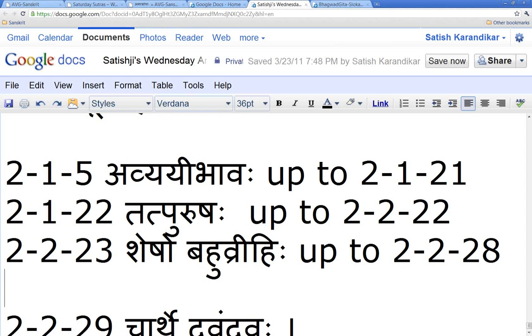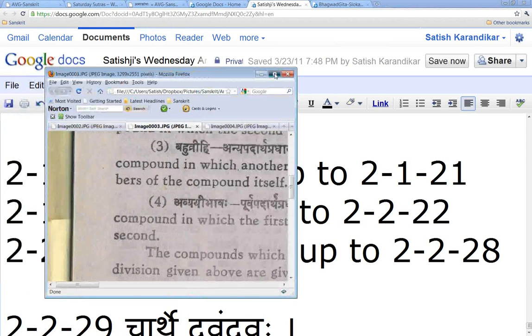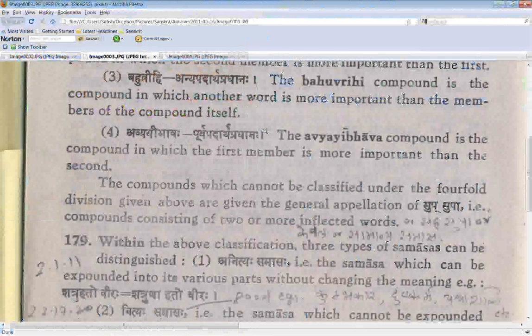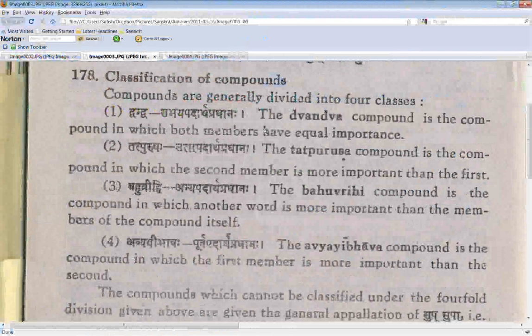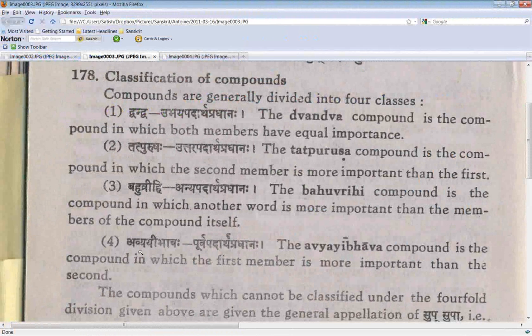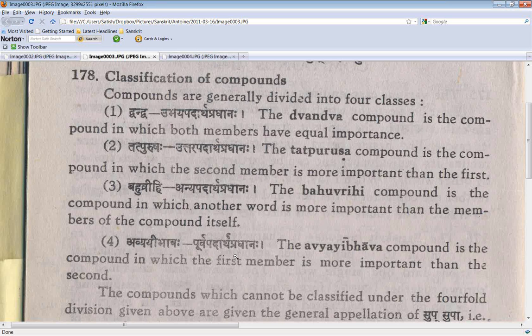The next point in the book which she gives is that the Avyabhava compound is the... In fact, let's go in the Ashtadhyayi order. She has given the reverse, or a jumbled order in this thing. But let's go with Avyabhava. Prayena Purapadartha pradhanaha. Purapadasya pradhanyam bhavati prayena Avyabhave samase. It means that you can get the gist of the compound by looking at the Purapadam.